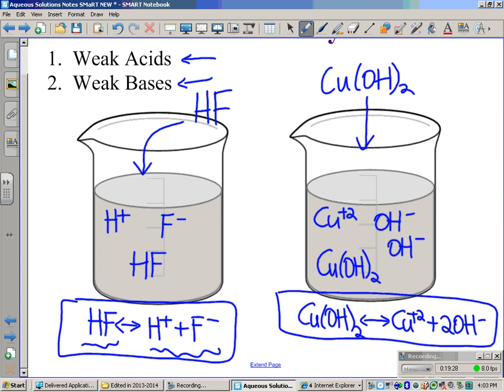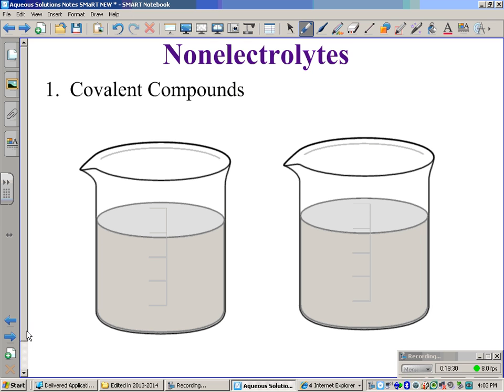Now there is one more group called non-electrolytes. Non-electrolyte indicates that it does not conduct electricity. Covalent compounds fall into this category. And we already said the reason is because if it is covalent, it doesn't have ions. If it doesn't have ions, it cannot conduct electricity. So any covalent compound will not conduct electricity. And you can see on your paper there that designation for covalent compounds.